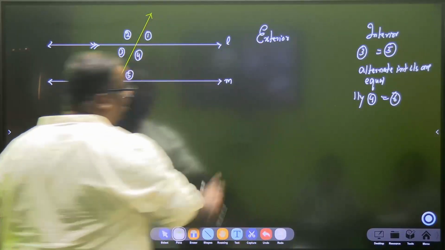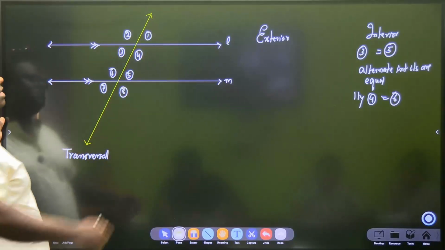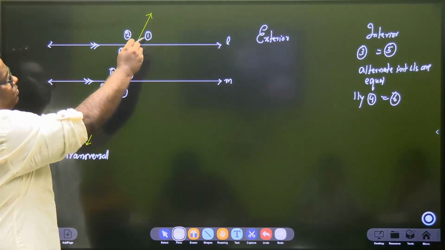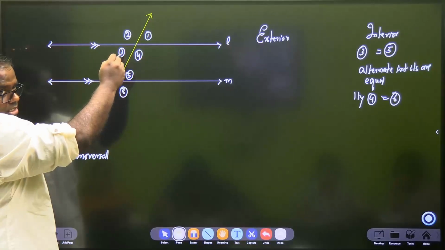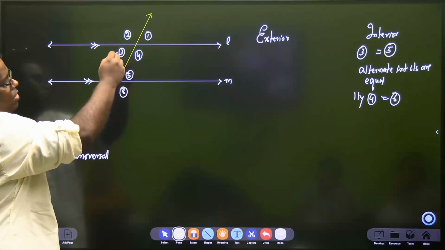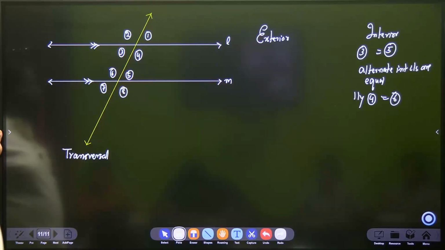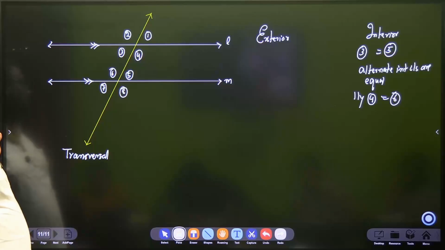Now I'll do the proof here. Very easy. 1 is equal to 3. And how do you make these two equal? Why are the alternate interior angles equal?